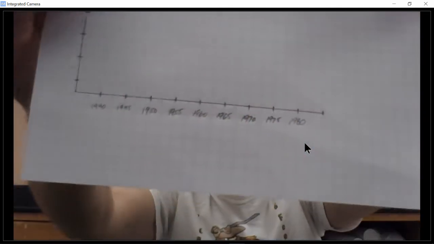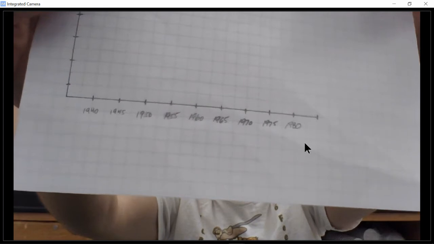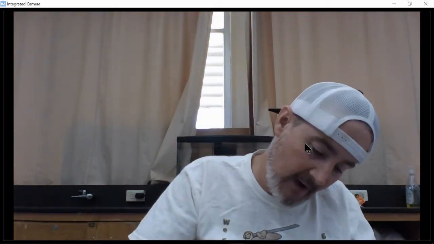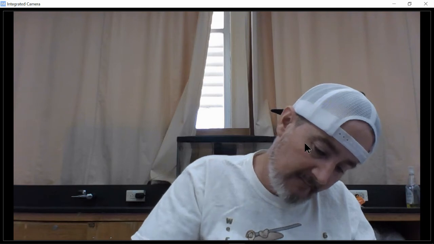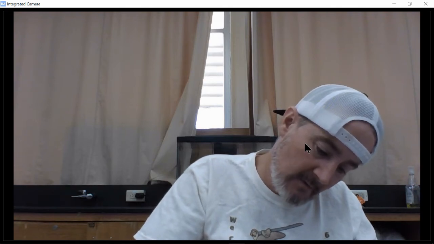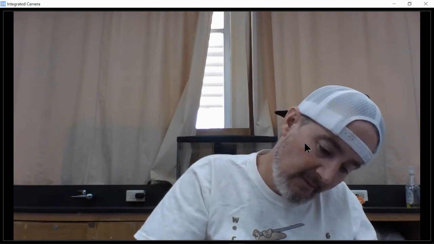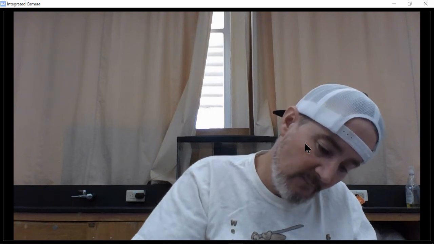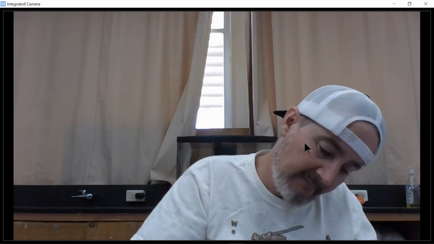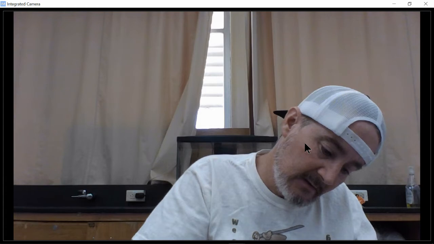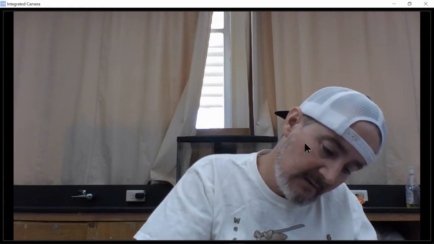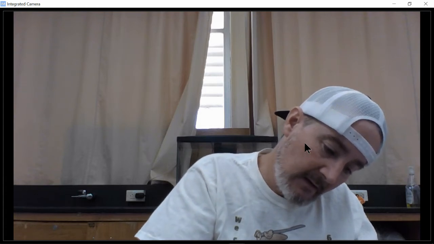Then I'm going to do my, so here's my x-axis, okay? Now I'm going to start with my population as 5 at that first mark. 15, 25, 35, 45, 55, 65, 75, and 85. All right.